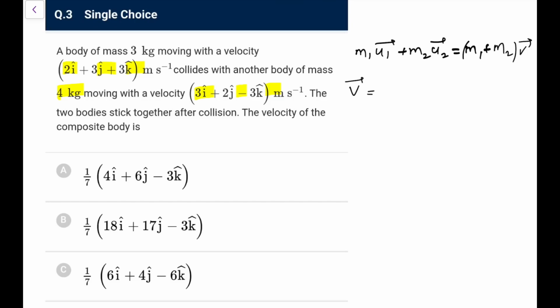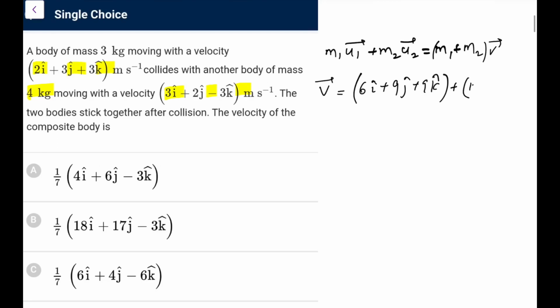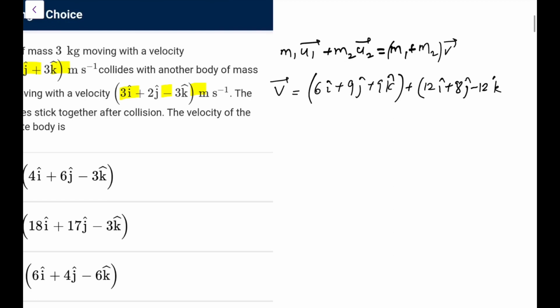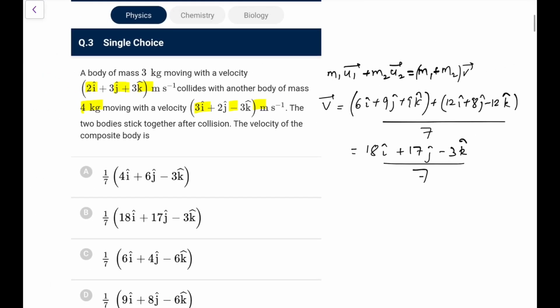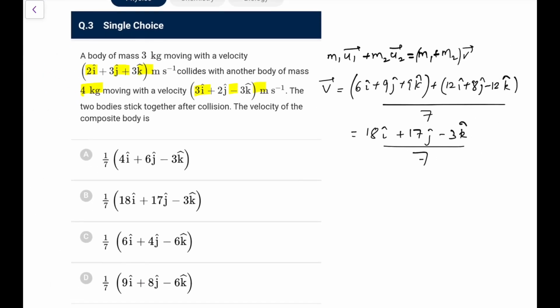So the value of v comes out as m1 u1. So that would be, if I do 3 into 2, that would be 6i plus 9j plus 9k. This is the first term. The second term, 4 3s are 12, 4 2s are 8, 4 3s are 12, that is minus 12k cap, divided by 4 plus 3, that is 7. So what you will get, 12 plus 6 is 18i cap, 9 and 8 is 17j cap, and this is minus 3k cap by 7. That is what we are getting. So going by this, the option that is coming out is option B. That is accurately coming here.